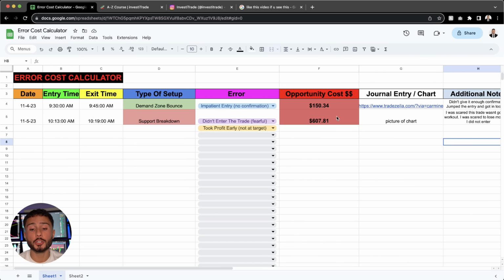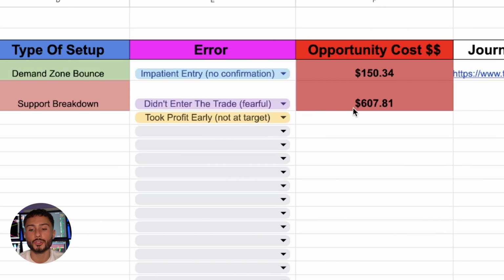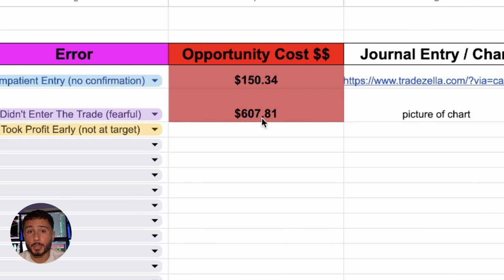So not only do I need you to input how much money you lost on that setup, but let's say you did not take a trade or it was an error by you getting out early. Put the opportunity cost of how much money you could have made if you did take that setup or you did follow your plan or you did not make that error. For example, if I did enter this setup and I did follow my plan, I would have made a $600 profit. And that was my opportunity cost.